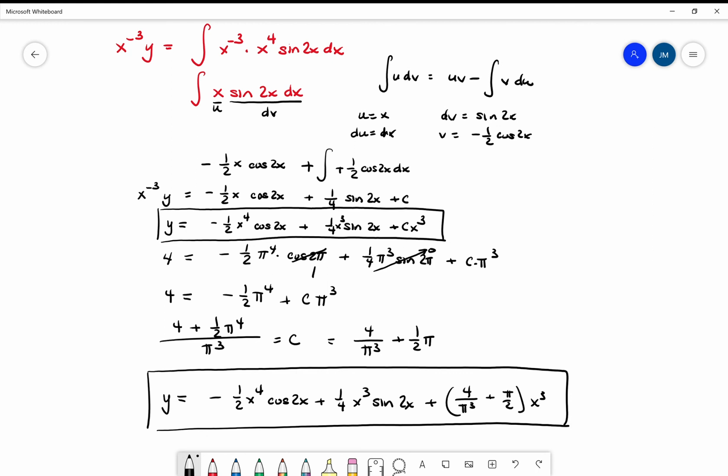So there's a first order linear equation for us. We got a little flavor of everything, a little bit of integration by parts, but what's important is the overall theory and how we solve it. And hopefully that helps us out.